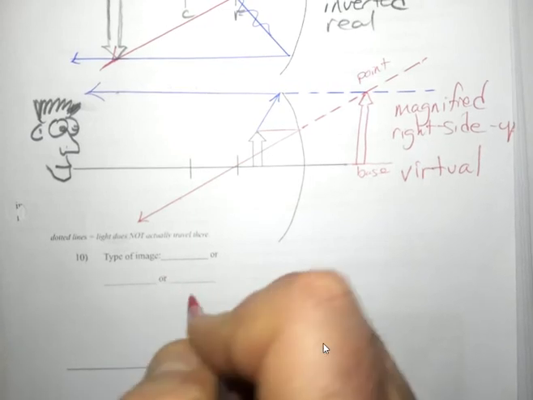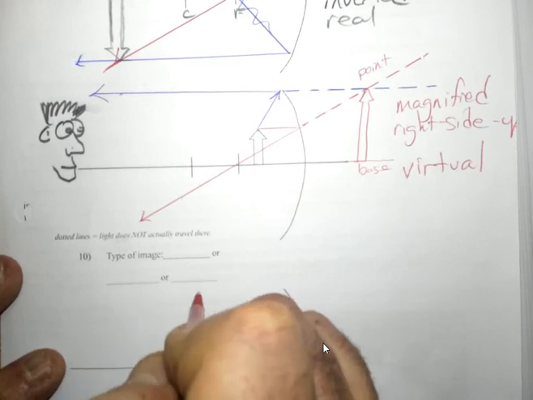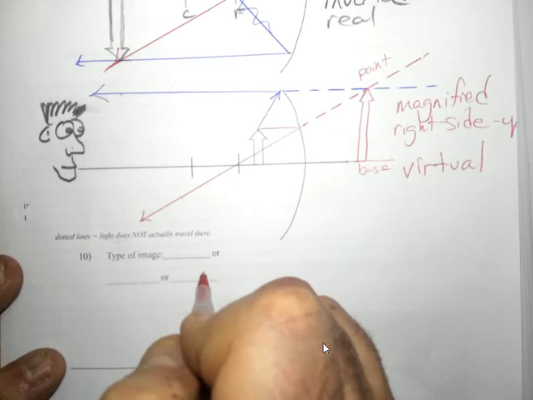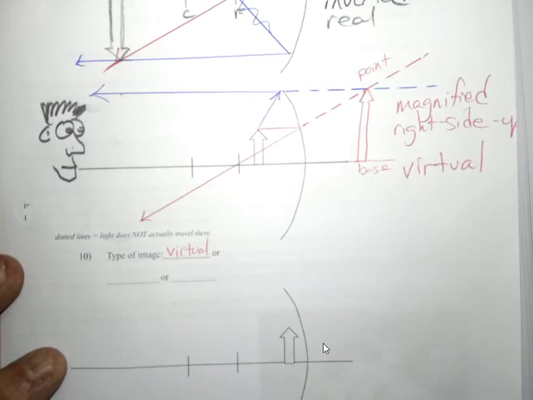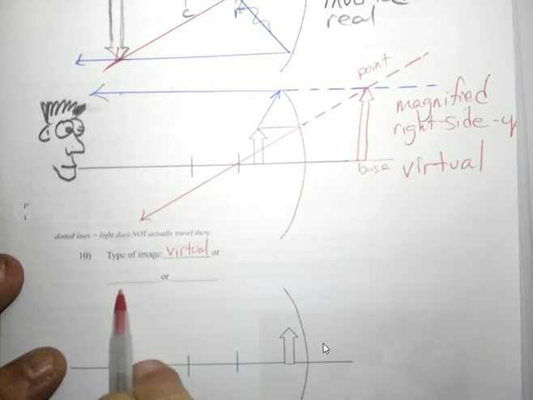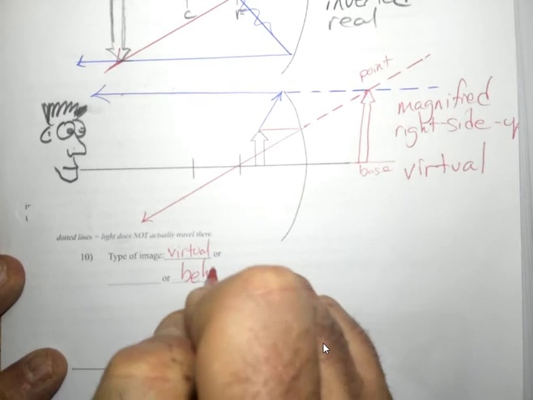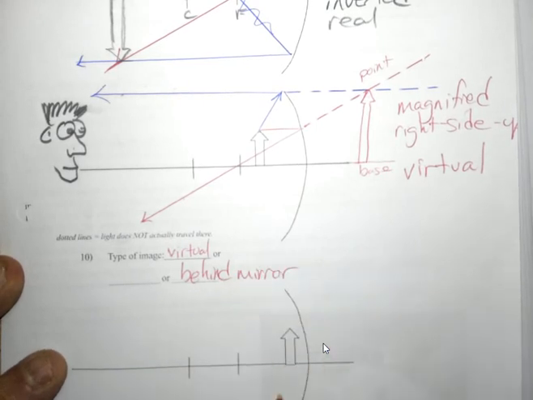These images are always right side up. This type of image is virtual. What was I thinking when I put those blanks? I'm not sure. But they are always behind the mirror. And they are always right side up.